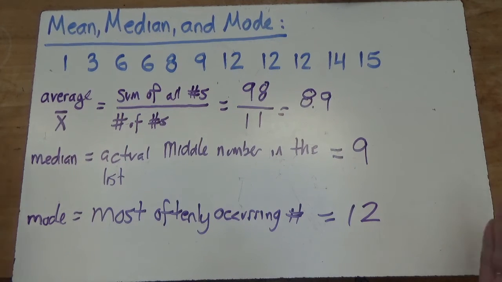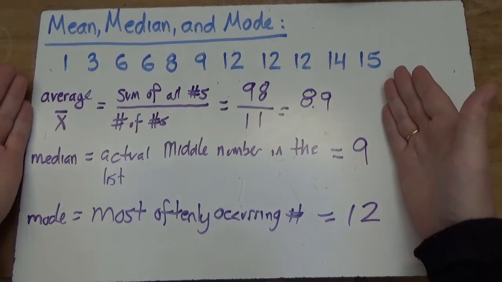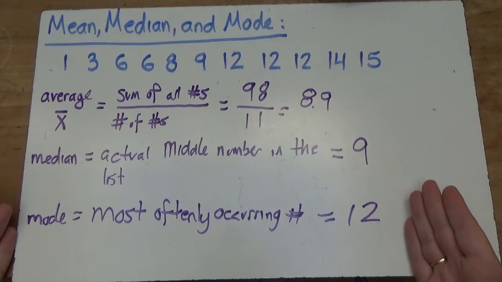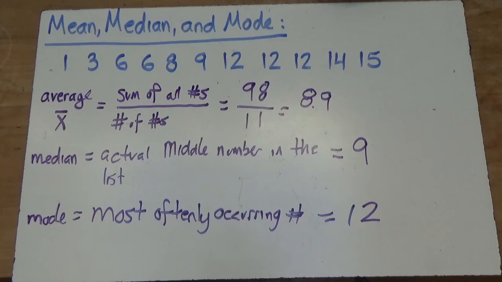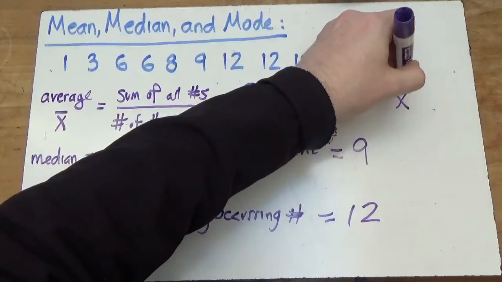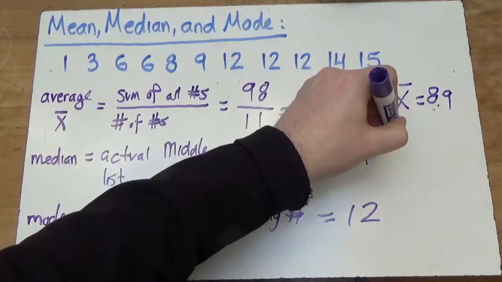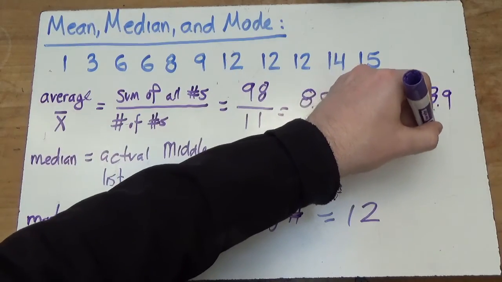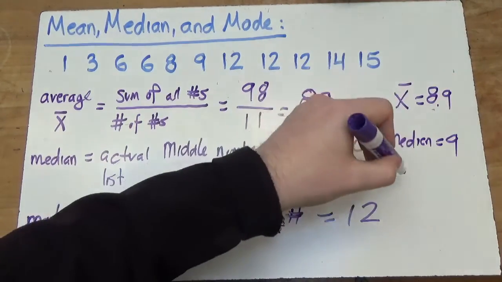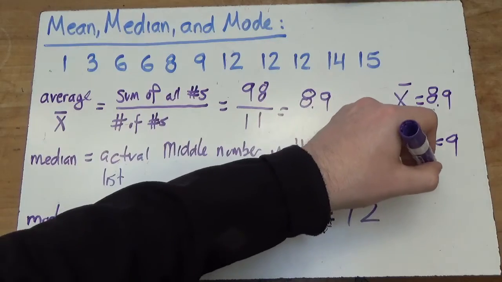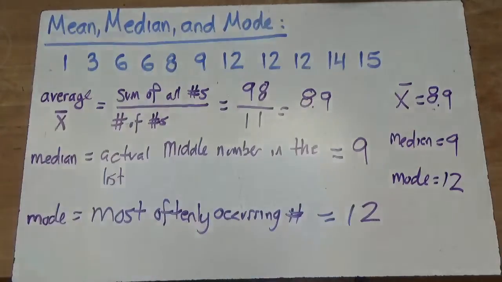So now hopefully we can understand how to calculate all of these and to figure them out. I also want to go over some implications though, and we're going to use this list. So let's remember that my average is 8.9, my median is 9, and my mode is 12.